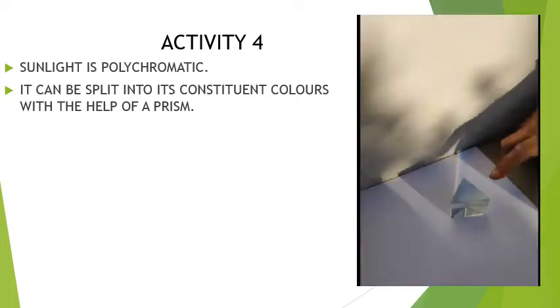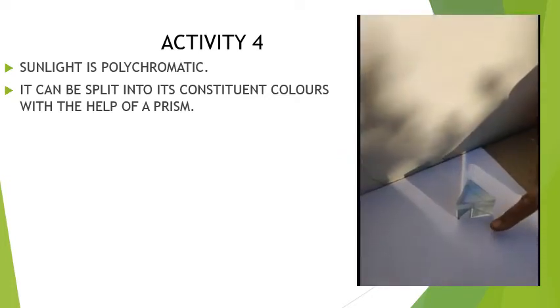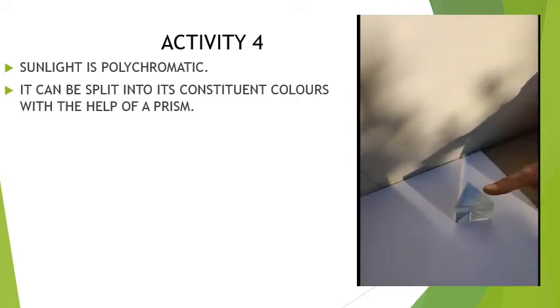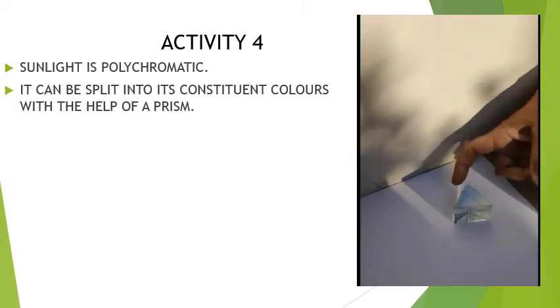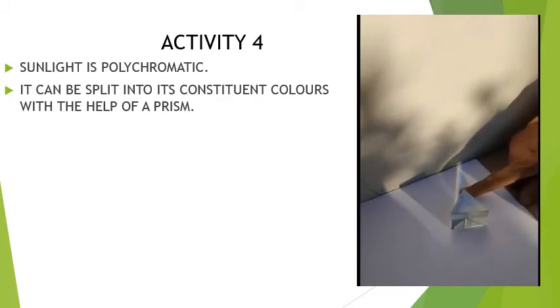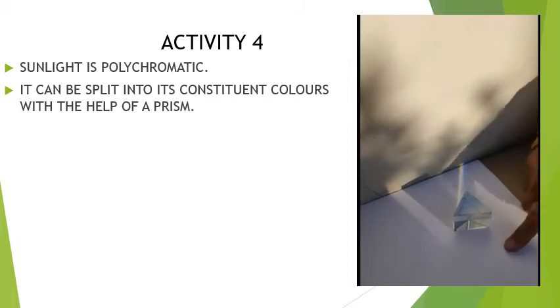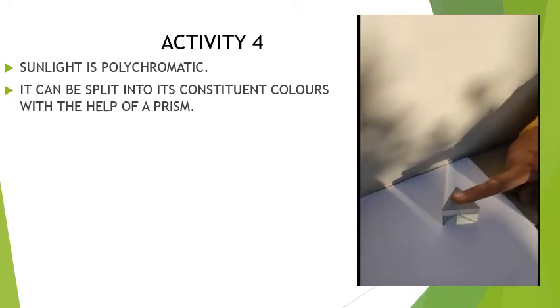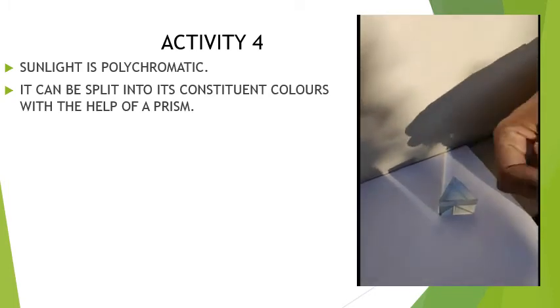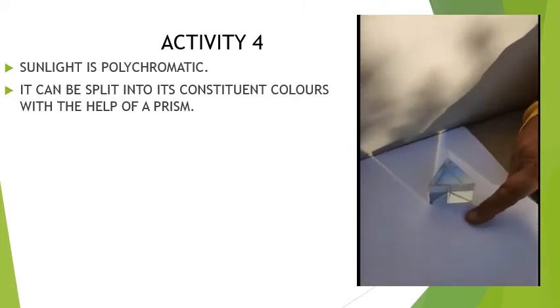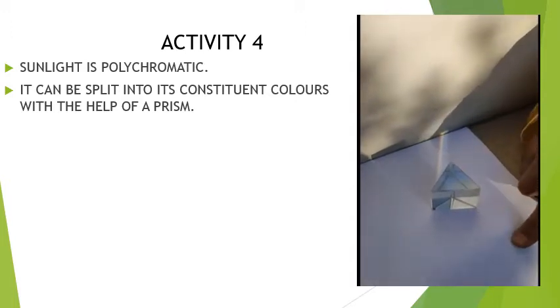Here, sunlight is falling on this prism from this side and it is getting refracted. After the refraction, it is coming out from this surface and we can clearly see the different colors on this side. Where have these colors come from? Of course, they have come from the sunlight. This prism has the ability to separate all the different colors present in the polychromatic light. So the sunlight is also known as polychromatic light.